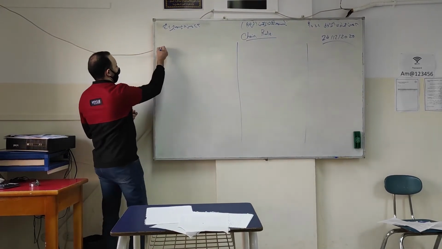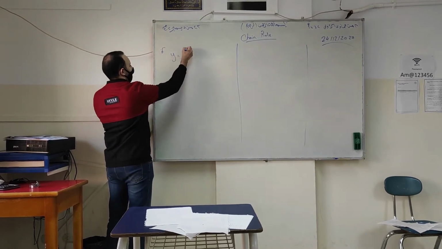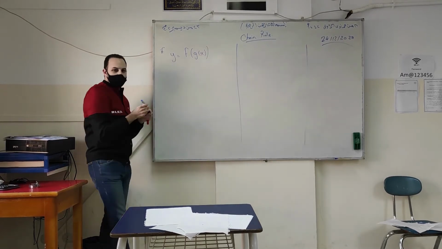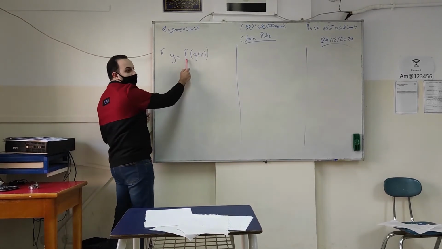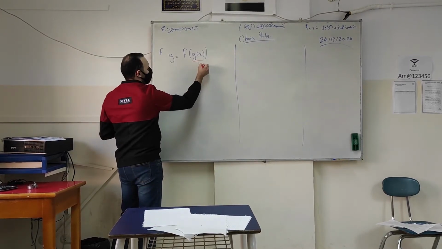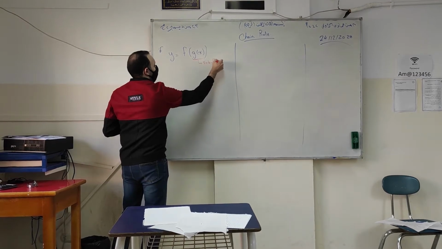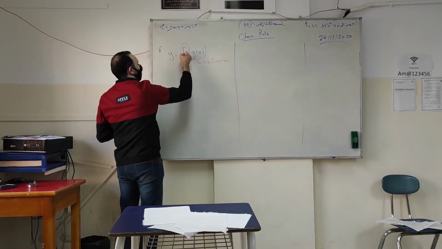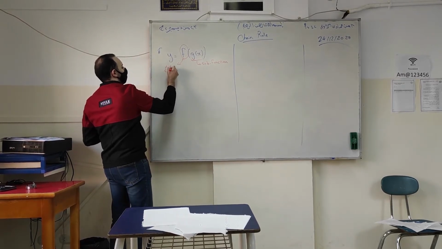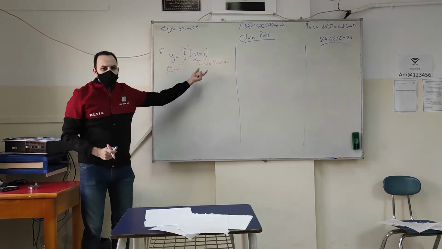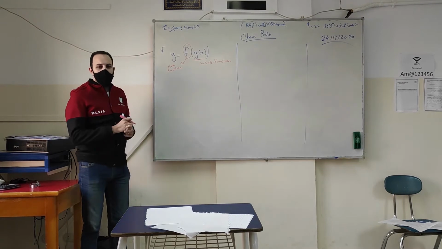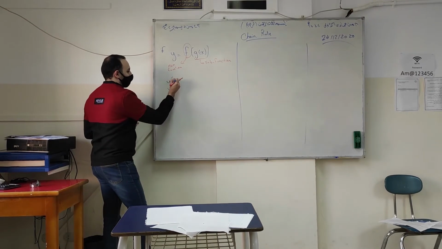Let's say y equals f of g of x. What's the meaning of this? I have a main function f and a subfunction g inside f. This is the subfunction, and this one is the main function. When I have a subfunction inside a main function, this is called a chain rule.